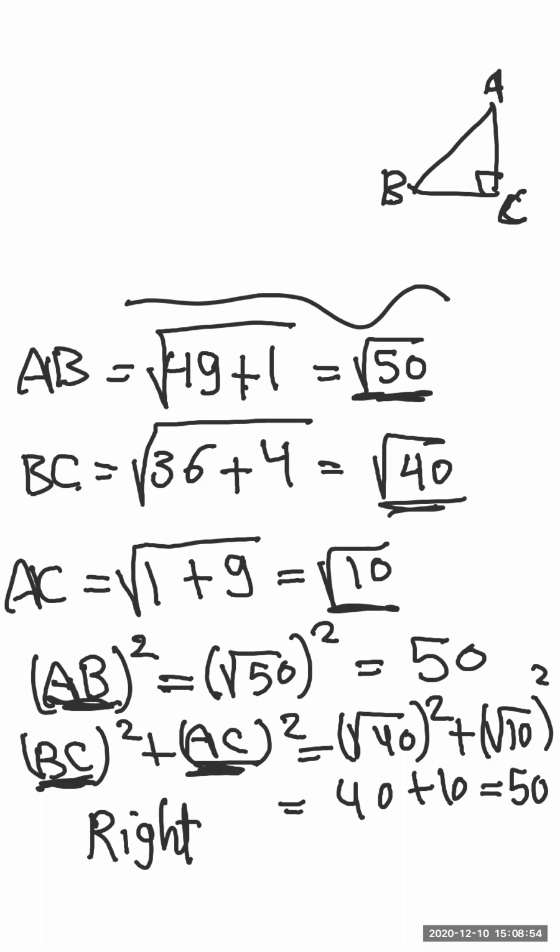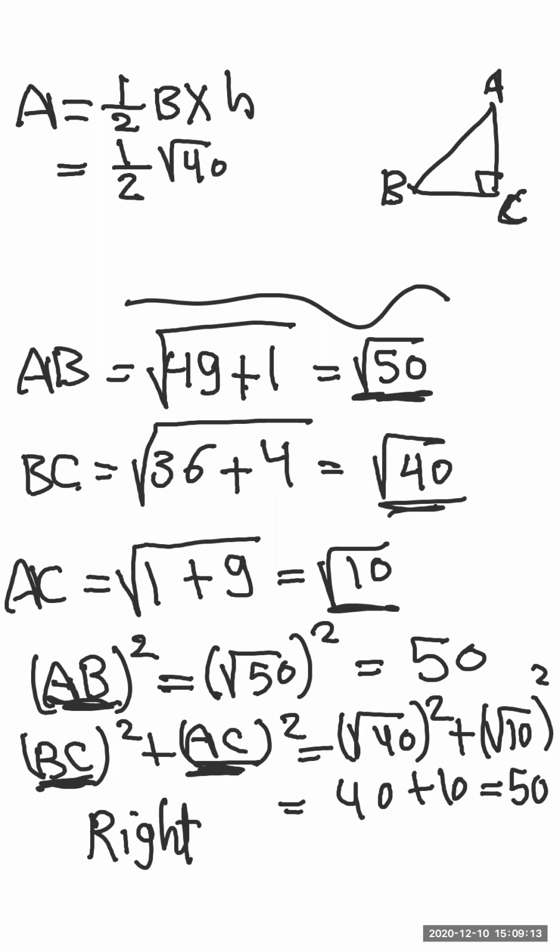So now if I want to get the area, it will equal the same rule, half base times height. Now it will equal half. Where is the base? It's BC. Okay. So BC equals the square root of 40 times the height, which is AC, because this one is right angled, so this one is the height, because it's perpendicular to BC. So AC equals the square root of 10.